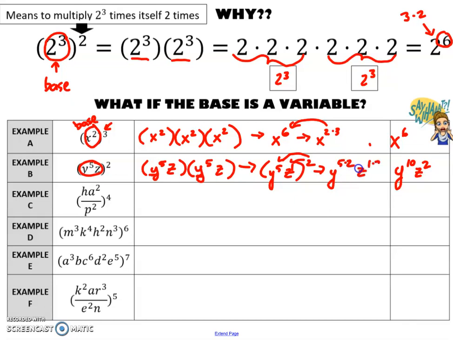So z to the 1 times 2, 5 times 2 is 10, 1 times 2 is 2. Woohoo! All right, you feeling it? All right, let's try it with this division right here.